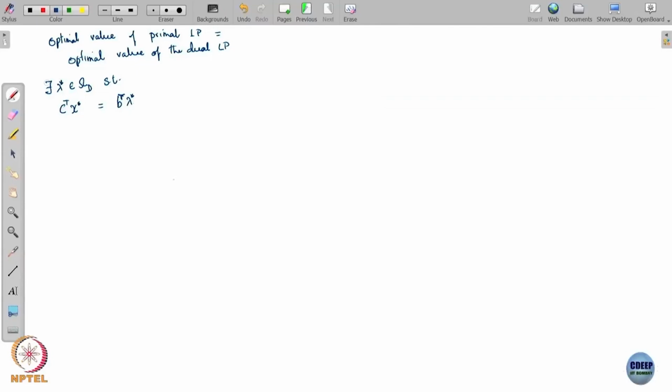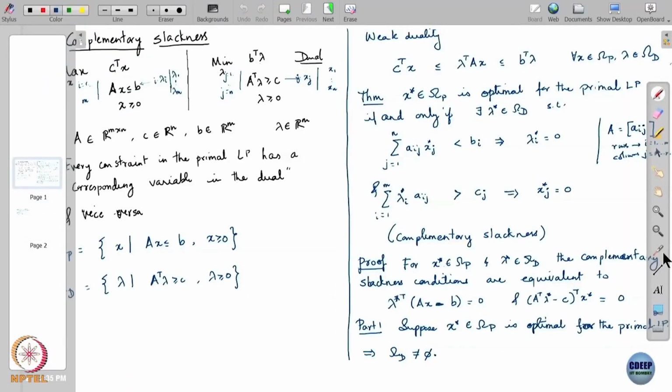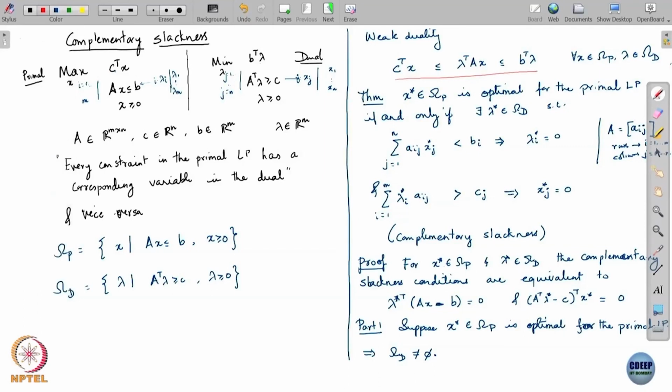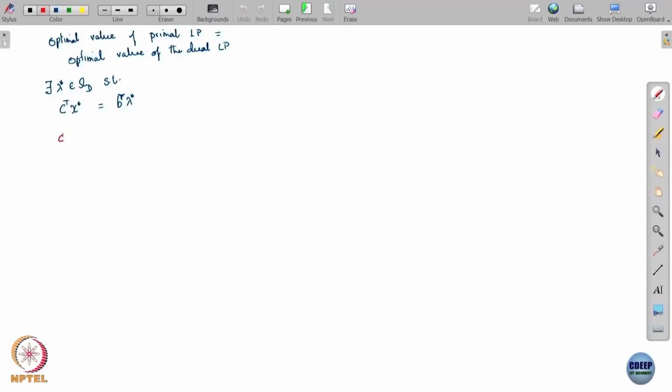All right. Now, if you compare this strong duality statement with the weak duality statement written here, and remember this weak duality statement was for all x in omega p and all lambda in omega d, consequently, by taking x as x star and lambda as lambda star, we get that C transpose x star is equal to lambda star transpose A x star is equal to B transpose lambda star, by combining with weak duality.